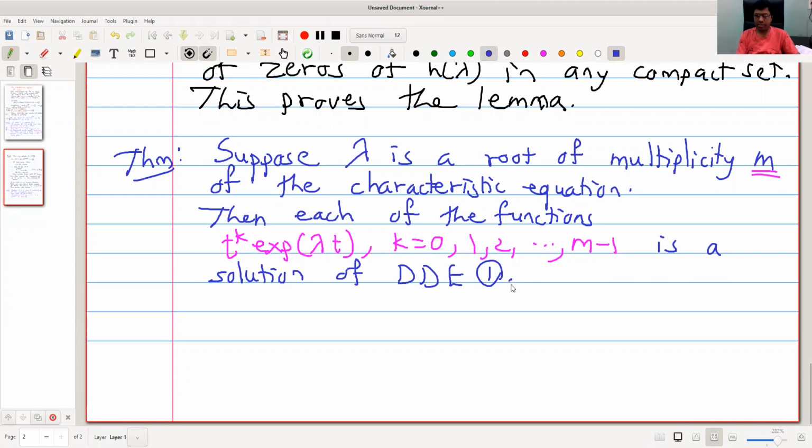This result is the same as in ODE theory. If lambda is a repeated root with multiplicity m, then e raised to lambda t, t e raised to lambda t, t square e raised to lambda t, up to t raised to m minus 1 e raised to lambda t, all these are solutions of the given delay differential equation.